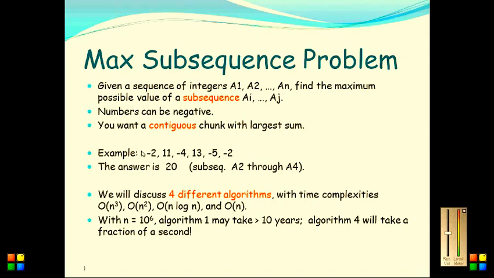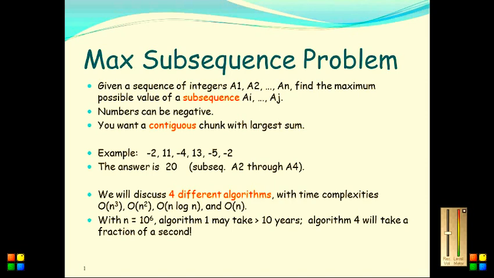Here is an example. You have a list of integers, and if you work it out, you will see that 11, -4, and 13, those three, that sequence from a2 through a4, gives the largest sum, that is 20. We want to write a program that will find that out.